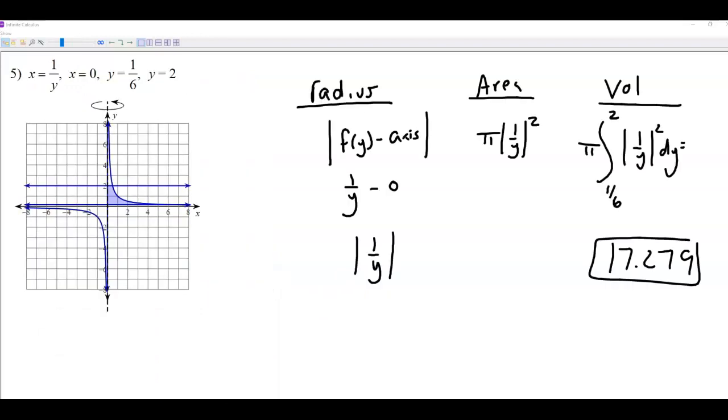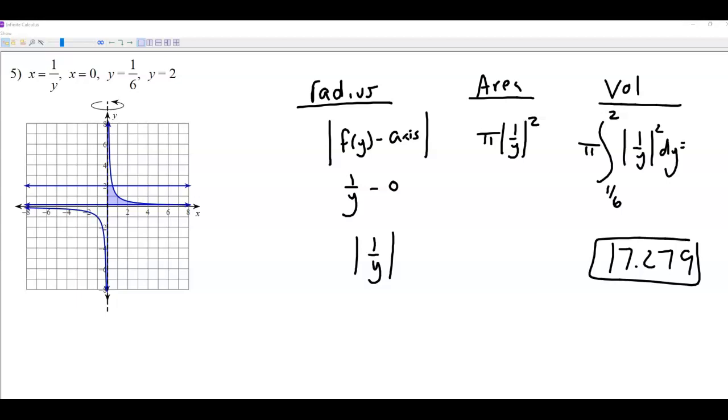And there you guys go. Radius is just the function itself, since we're rotating around a y-axis, which the function is 1 over y. We don't really need the absolute value bars because it's just one function. We only have those on there when we're subtracting, and we just want to be careful that we didn't make a mistake and put the wrong one first. But in this case, it doesn't matter.